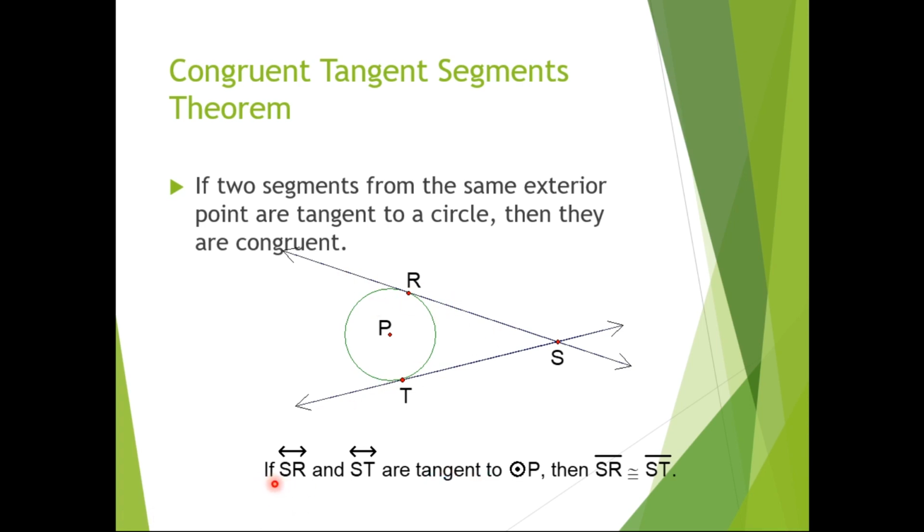So it explains that if line SR and line ST are tangent to circle P, then segment SR is congruent to segment ST. So it means whatever the length of segment SR is, just the same as the length of segment ST. Balitan, kung diri is 5 units, diri 5 units. Kung 15 units, diri pod 15 units. So that is the brief explanation of the congruent tangent segments theorem.